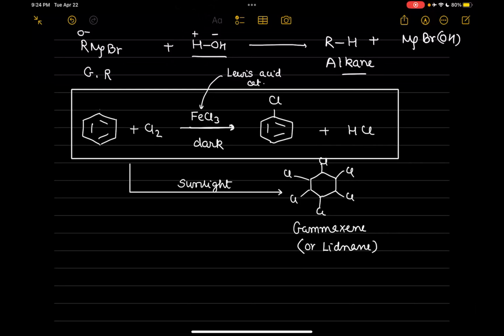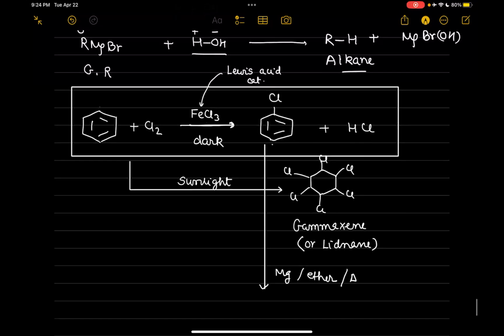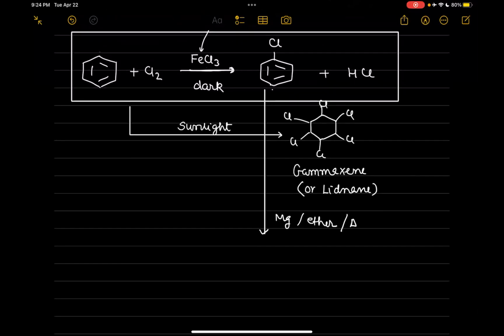Now my question is this: if you react this with Mg and heat it with magnesium, what is going to happen? Chlorobenzene with magnesium. Zainab and Jasleen, just tell me quickly. So you have benzene, you have chlorine. What is going to happen? You are going to put the magnesium in the middle. Got it?